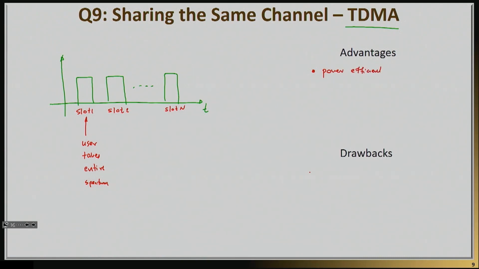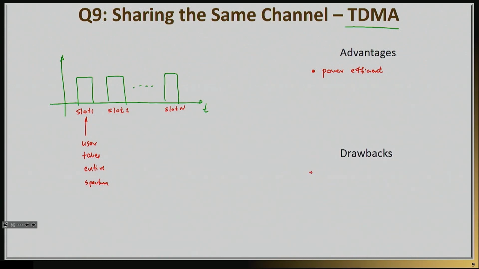Why is that? It's because your PA that we just discussed before, which takes most of your power, is on only a fraction of the time. So you're transmitting, then you basically stay quiet. When your time slot comes again, you transmit again. So power efficiency actually works in your favor in that case.